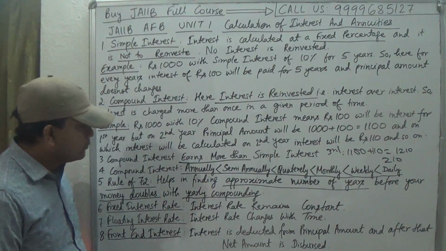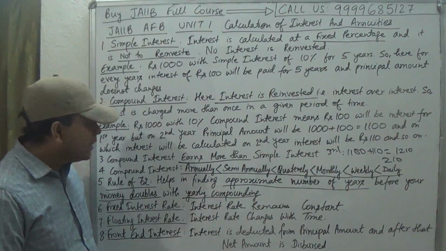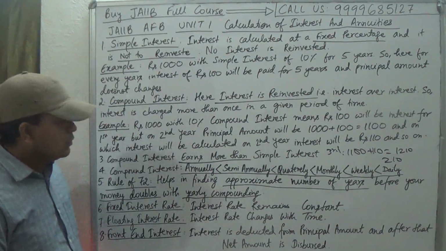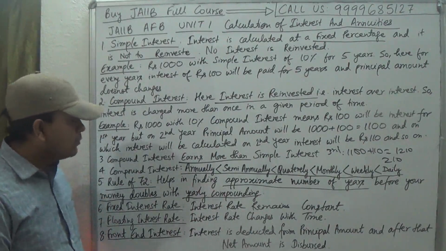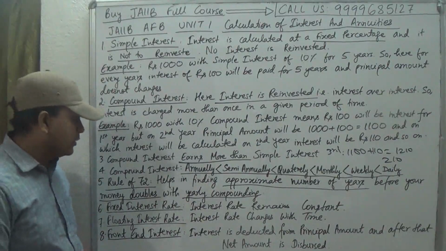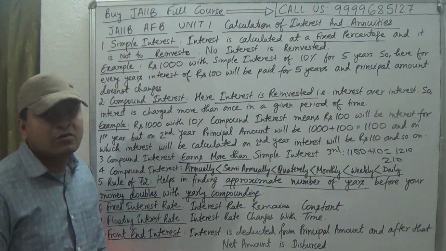Rule of 72. It helps in finding the approximate number of years required to double your money with yearly compounding. Fixed interest rate means the interest rate remains constant.